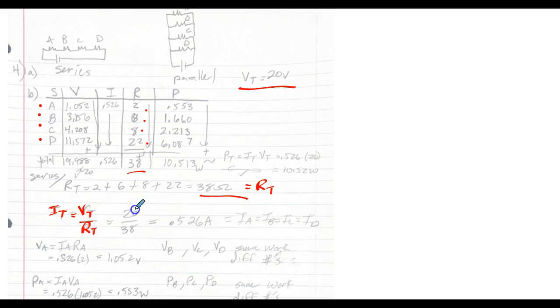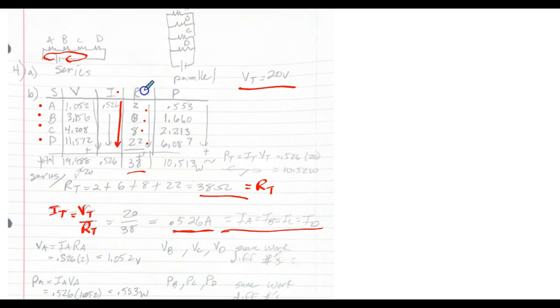So big bad Ohm's law, the voltage is 20, 38 is the resistance, you divide, and you get 0.526 amps. And then it's rationalizing or understanding that all the currents are the same in a series circuit because there's only one path. Because all the elements are lined up one right after the other, they all have the same amount of current. So I put in 0.56 for all of those values there.